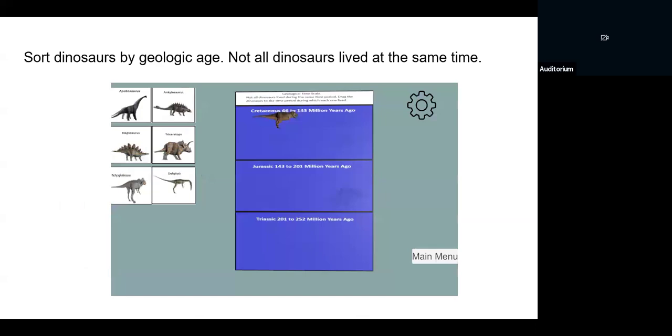You can also do an activity where you can drag the dinosaurs onto the geologic timescale. Christy Deathridge said Spielberg has really hurt us. Everybody thinks that all the dinosaurs lived during the exact same time, which is, of course, not true.